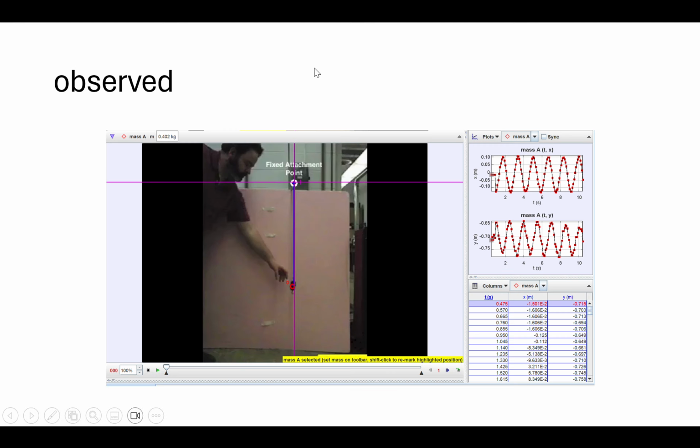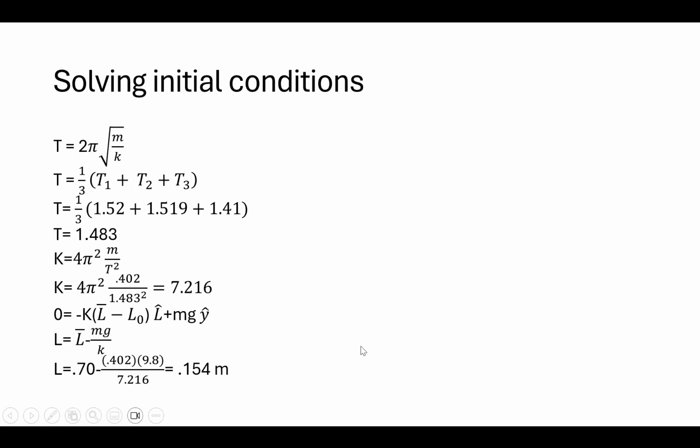And here is the video that I used, which was given to us. Calibration and mass were all given to us, and I calculated everything else. Before we could get to coding, I had to solve the initial conditions.